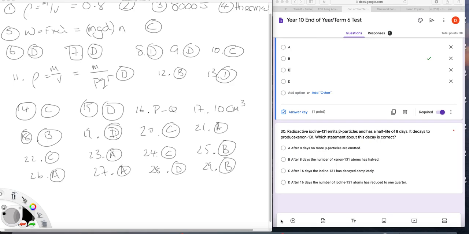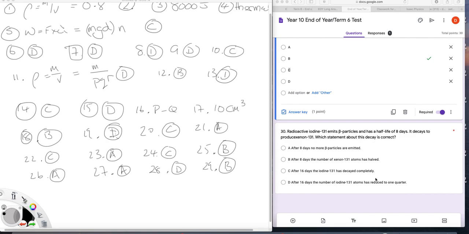Final multiple choice question then. Question 30 says radioactive iodine-131 emits beta particles and has a half-life of 8 days. It decays to produce xenon-131. Which statement about this decay is correct? After 8 days, no more beta particles are emitted. Well, that's not true. You're talking about, on average, half the number of beta particles being emitted now than at the start. After 8 days, the number of xenon-131 atoms has halved. Well, we're ending up with xenon-131, not starting with it. So actually, you'd expect it to have doubled.